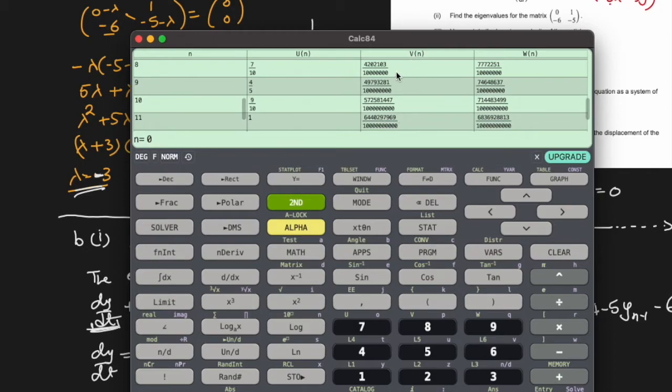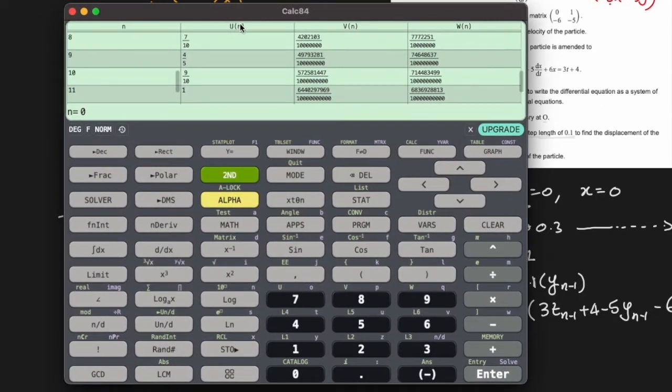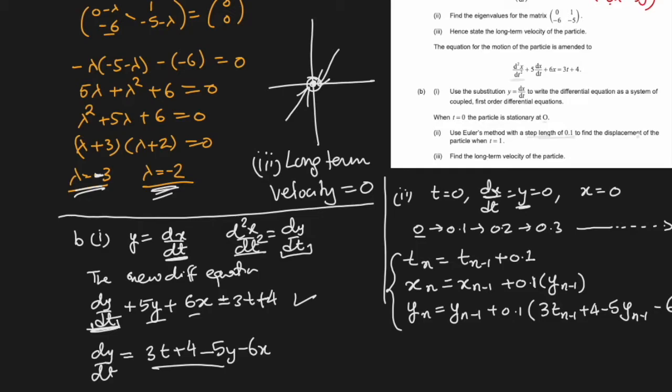So this is our displacement. If you look at the question again, use Euler's method with a step length of 0.1 to find the displacement. And displacement is xn; xn is vn in this case. So 6644, if I convert this to decimals, it will be 0.64402. So this is going to be our answer. x at 1 will be 0.64402. So we can stop at this one.